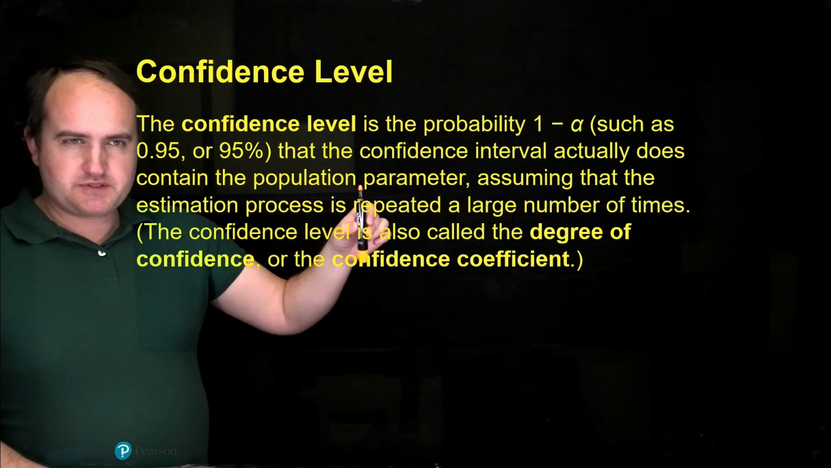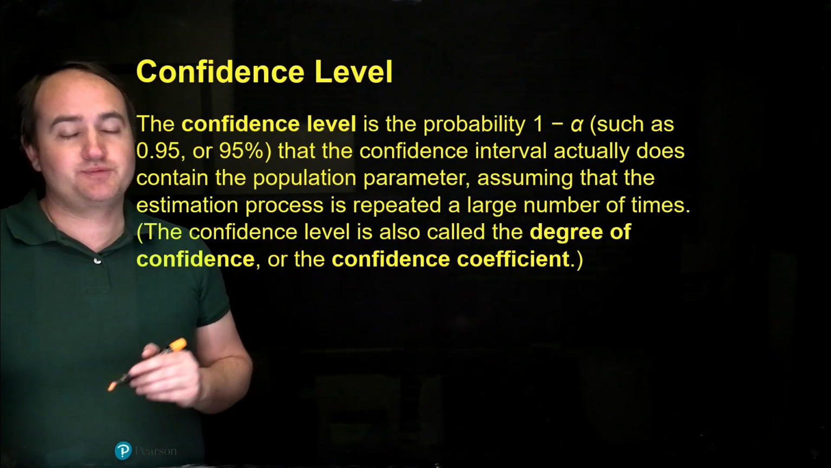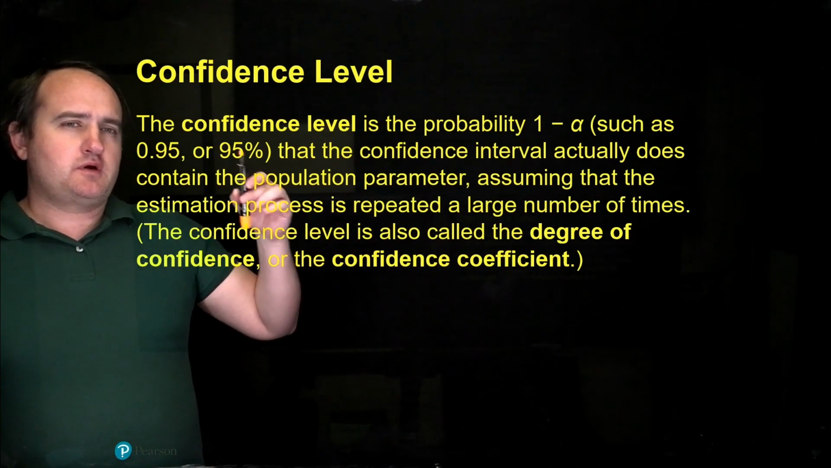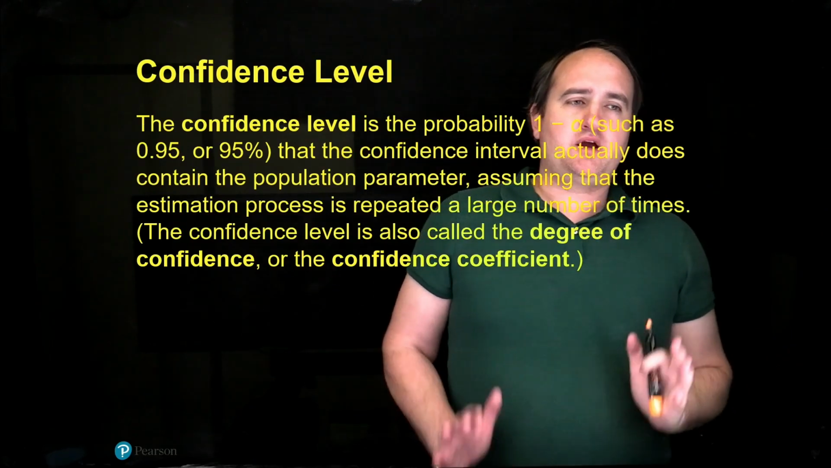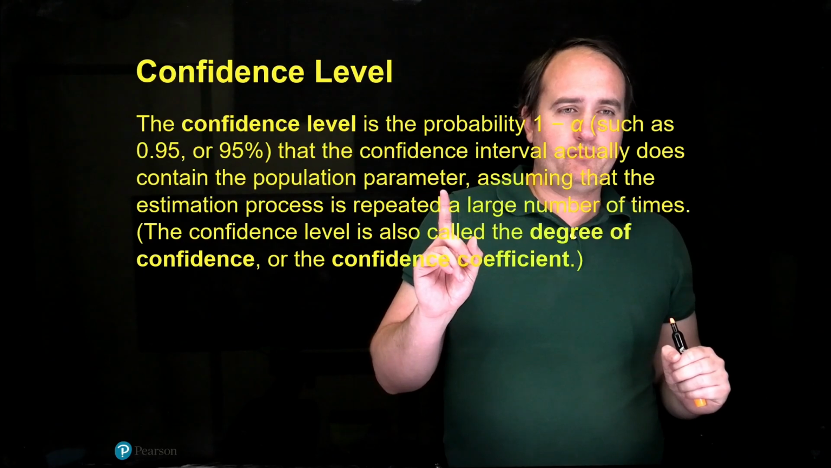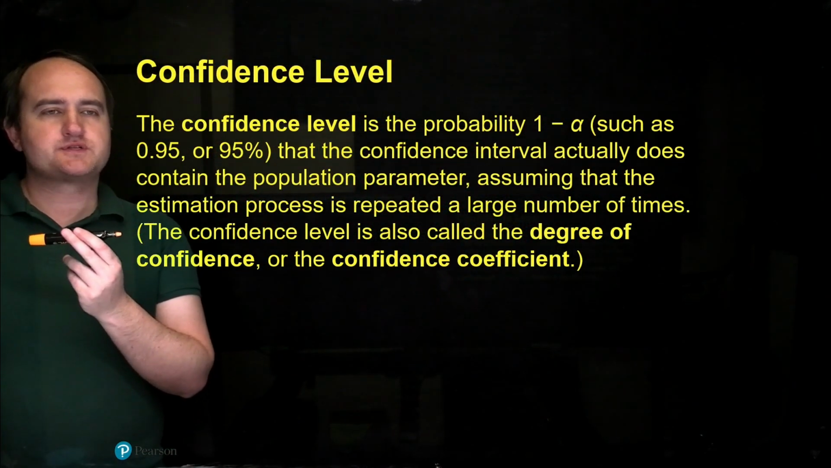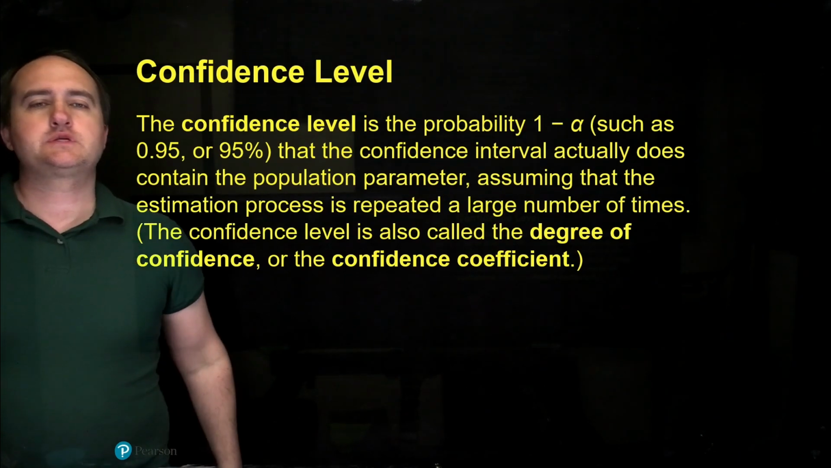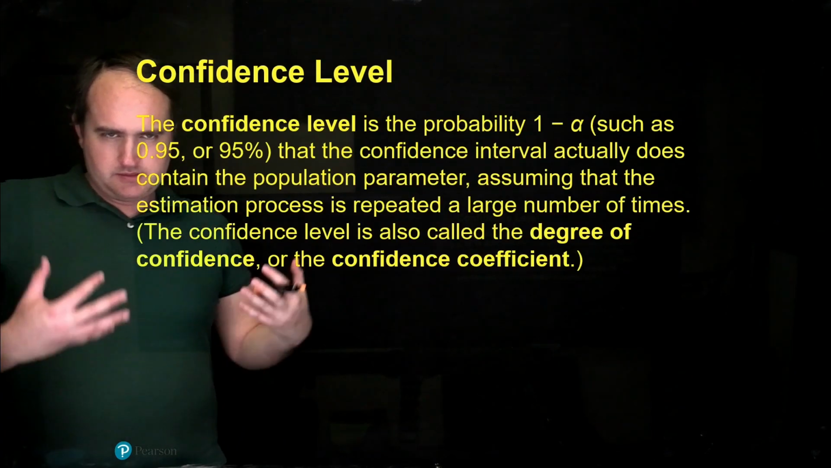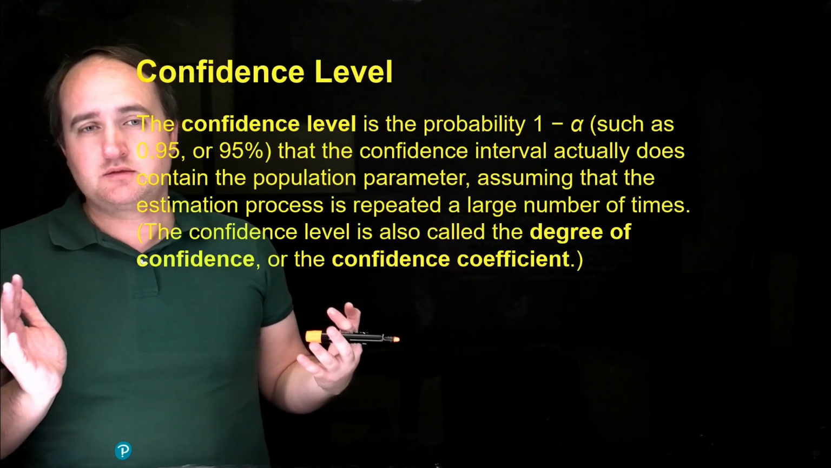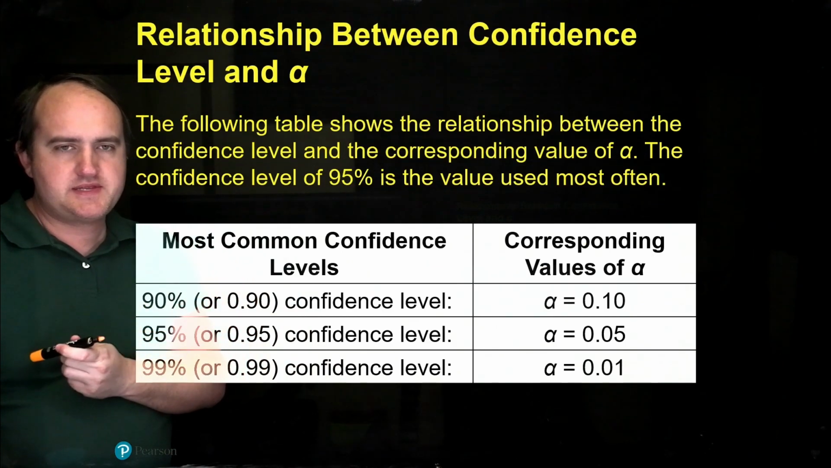And you can do this for other population parameters. It doesn't have to be just population proportions, but in this section, we're just focusing on estimating the population proportion p. Okay? So you can also think of the confidence level as the probability or the chance that a confidence interval actually does contain the population parameter, assuming that the estimation process is repeated a large number of times. The confidence level is also called the degree of confidence or the confidence coefficient. But that whole slide is kind of wordy. All we really get out of it is it's telling us how sure we are that our educated guess is correct. Okay? So the common confidence levels are 90%, 95%, and 99%.